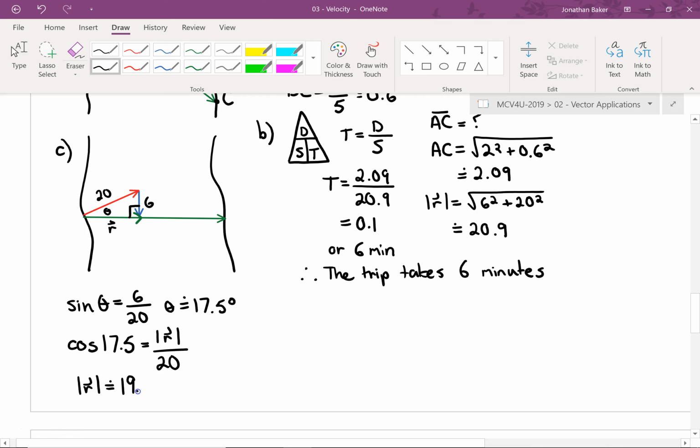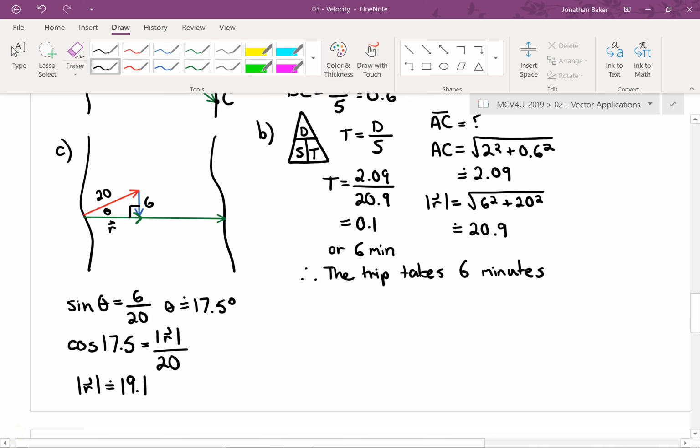19.1 kilometers an hour. And that should make sense, because now she's taken her 20 kilometers an hour and she's pointing her boat upstream, working against the current. The current's bringing her back, cutting her speed down a little bit. She's going this way, and so, of course, it's going to be less than the hypotenuse of this right triangle. So that should make some intuitive sense.